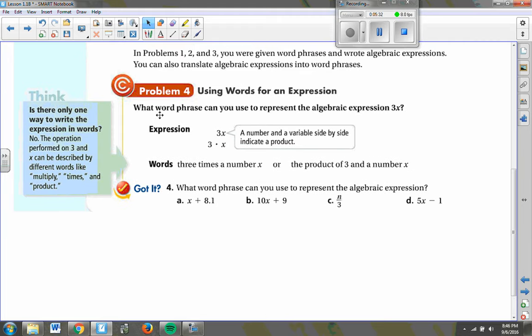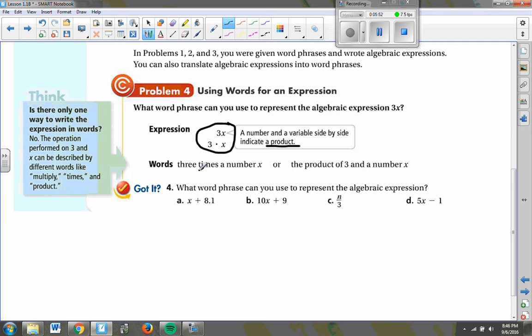Now, this first expression that they give us right here, remember that this just says 3x, but 3x indicates multiplying. That's what it says here. It indicates a product, indicates multiplying. So this is really 3 times x.